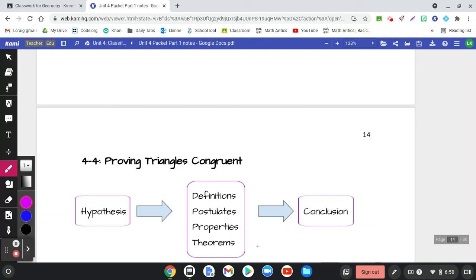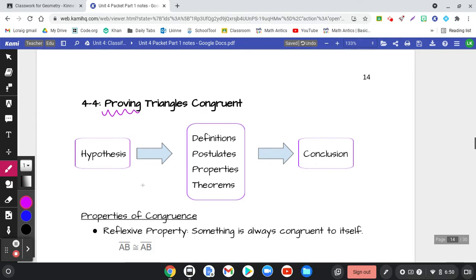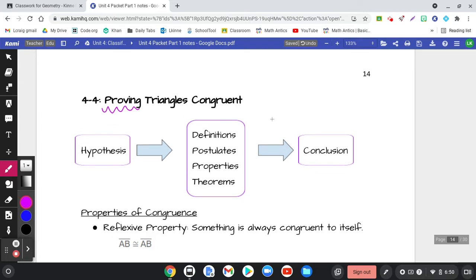Everybody, today we are starting on page 14 in your packet, and we're going to get into proving triangles are congruent. This is something that you have not worked with before. It's a little bit tricky, and we're going to practice with it for quite a few days. It's really important that you're not only watching, but also turn your sound on. You need to be listening to this.